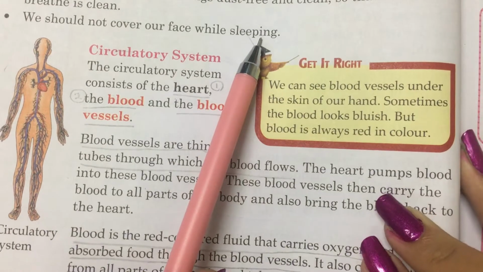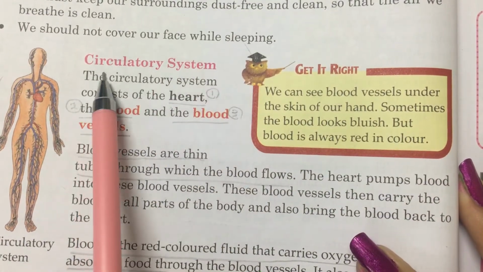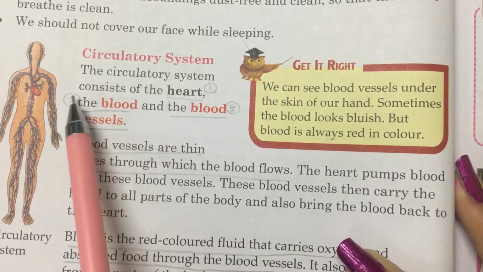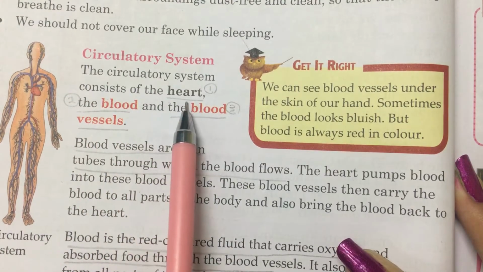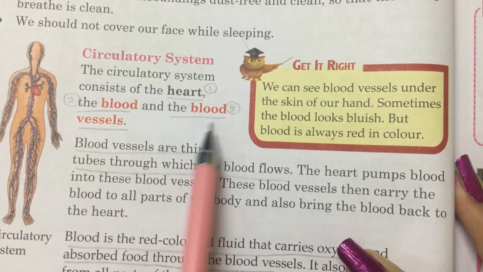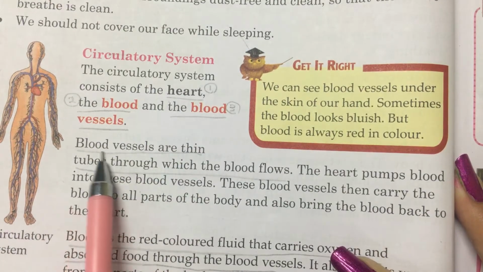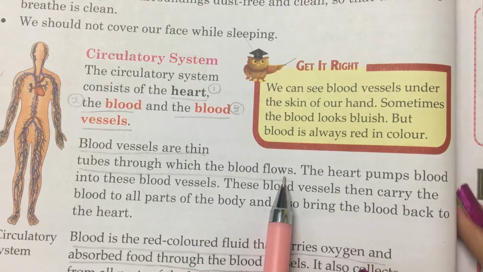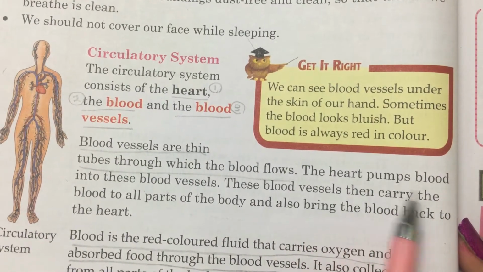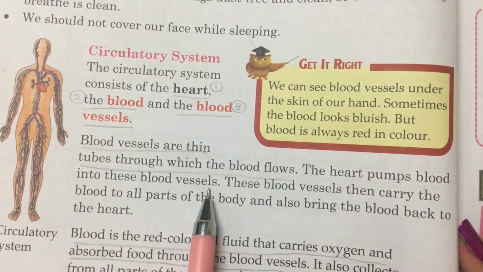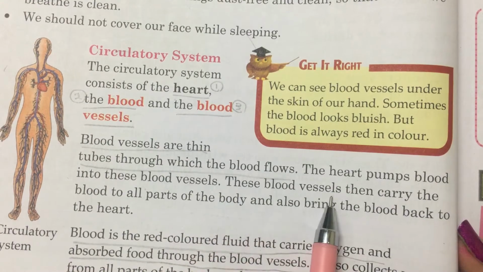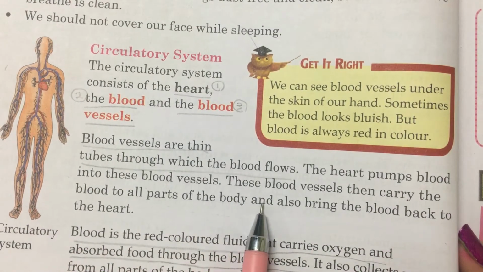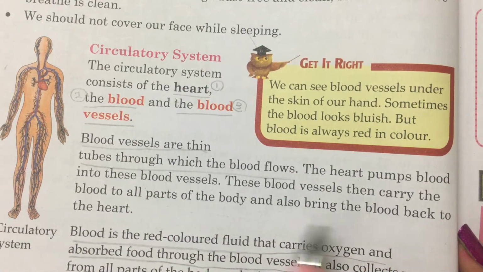The next system is the circulatory system. The circulatory system consists of the heart, the blood, and the blood vessels. Blood vessels are thin tubes through which the blood flows. The heart pumps blood into these blood vessels. These blood vessels then carry the blood to all parts of the body and also bring the blood back to the heart.